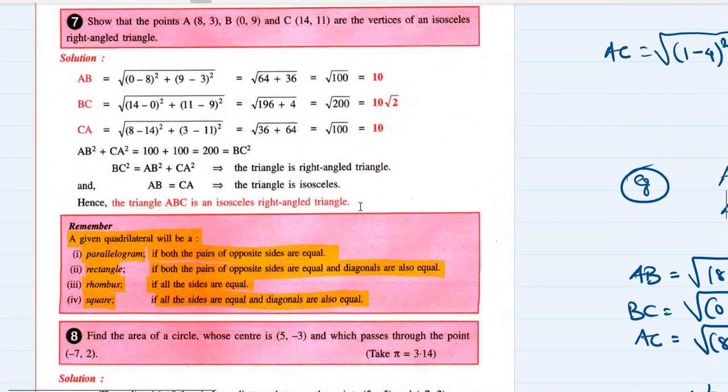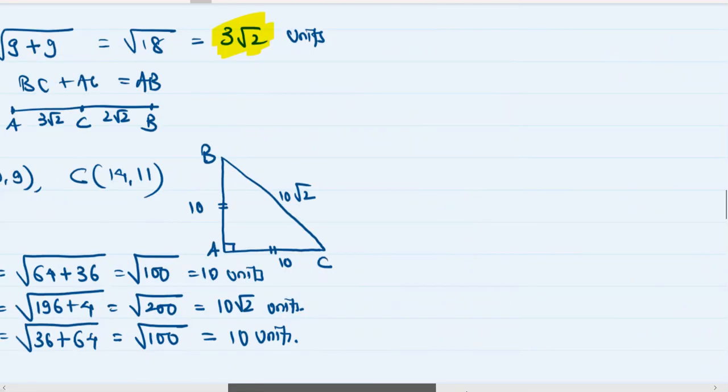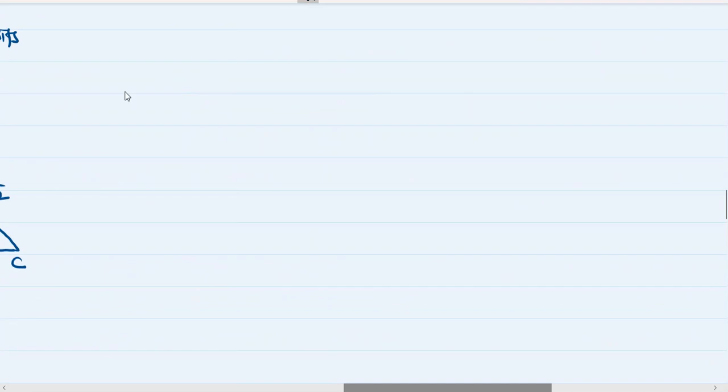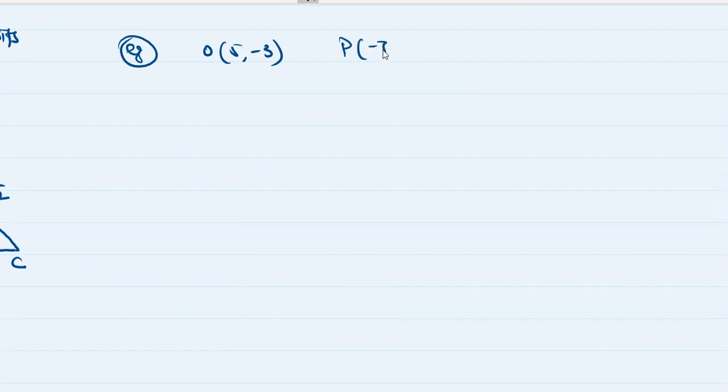The eighth question is not exactly based on this. What is this question? Find the area of the circle whose center is 5 comma minus 3 and which passes through the point minus 7 comma 2, and we have to take pi as 3.14. They have suggested that beforehand. Okay, find the area of the circle whose center is 5 comma minus 3 and passes through the point minus 7 comma 2. Let's do it over here.